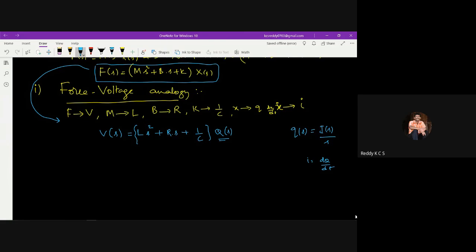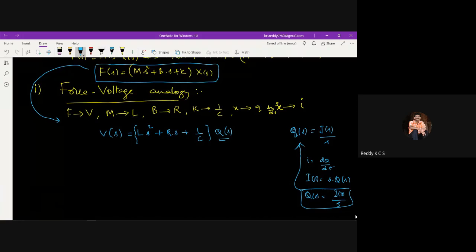So if I apply the Laplace transformation on both sides, I of s is equal to s into q of s. So from this, q of s is equal to I of s by s. So that is what I have written here directly. So q of s is equal to I of s by s.